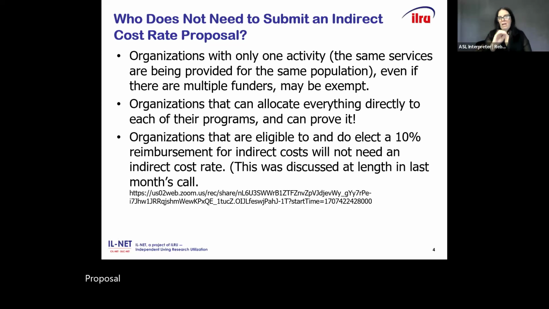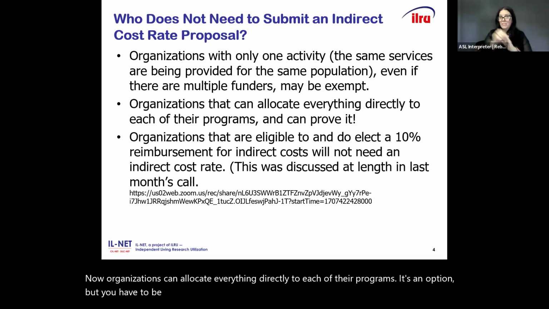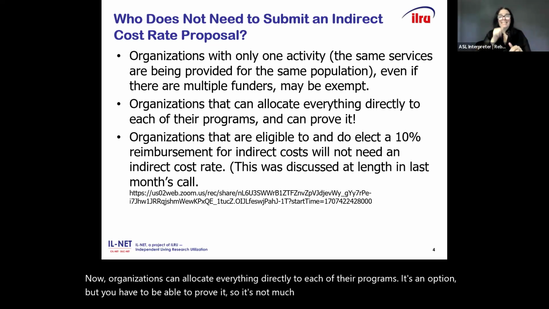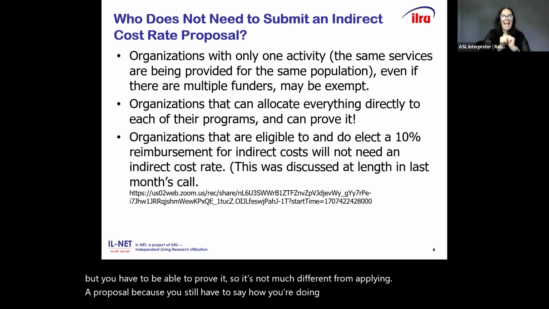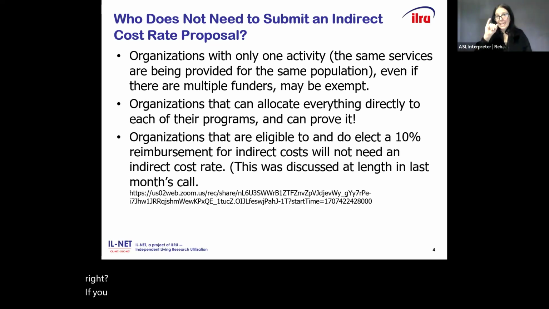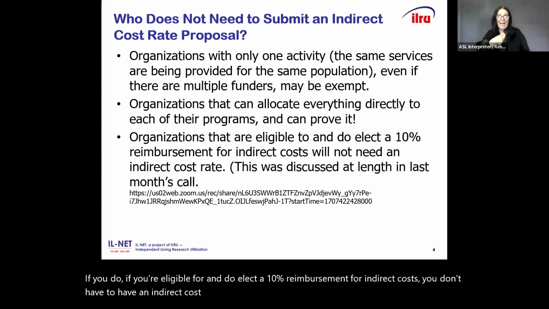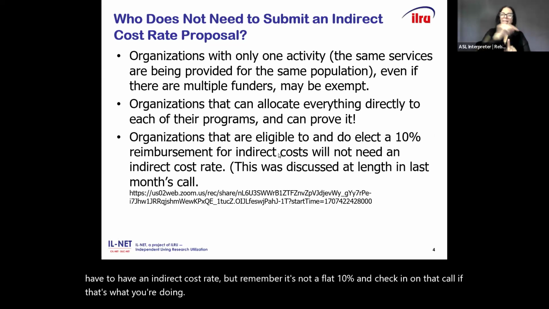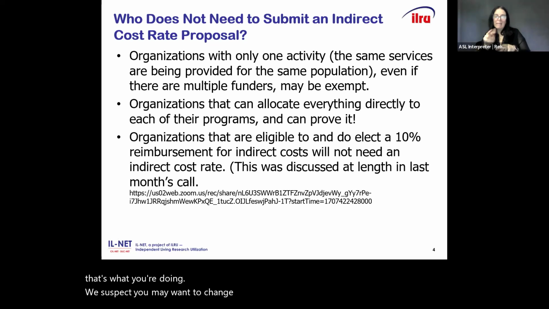Now, organizations can allocate everything directly to each of their programs. It's an option, but you have to be able to prove it. So it's not much different from applying a proposal, because you still have to say how you're doing it. And then that's what a proposal is, right? If you're eligible for and do elect a 10% reimbursement for indirect costs, you don't have to have an indirect cost rate, but remember, it's not a flat 10%. And check in on that call if that's what you're doing. We suspect you may want to change that after you've taken a look at it.